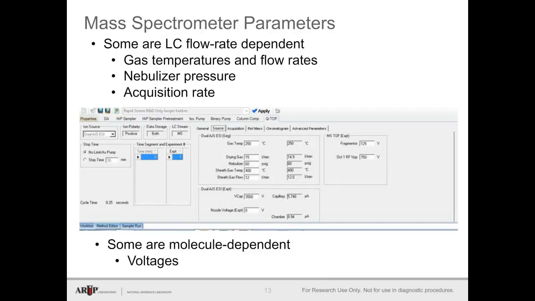Voltages can be molecule dependent. So delicate molecules like amphetamines will fragment in the source if you hit them with something too hard. But a compound like THC glucuronide needs a little extra kick, so we can apply a nozzle voltage. Different time segments can have different properties, which is useful for methods that have a lot of analytes. And you can also apply a divert valve at different time segments, and you can even switch polarity at different time segments as well.